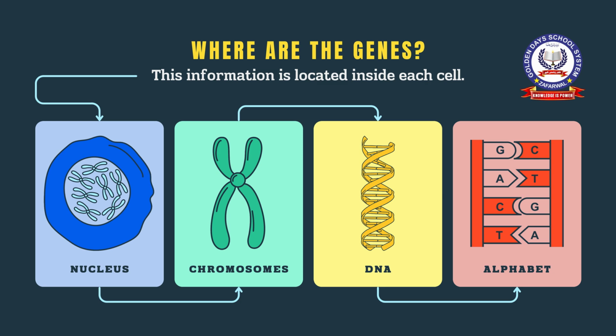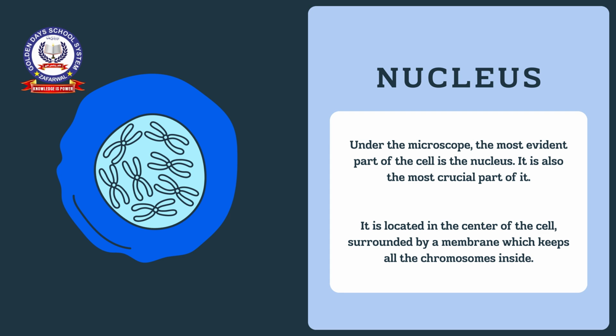Nucleus, then chromosomes, then DNA, then alphabet. Nucleus. Under the microscope, the most evident part of the cell is the nucleus. It is also the most crucial part of it. It is located in the center of the cell, surrounded by a membrane which keeps all the chromosomes inside.